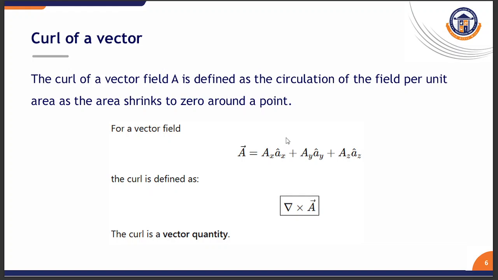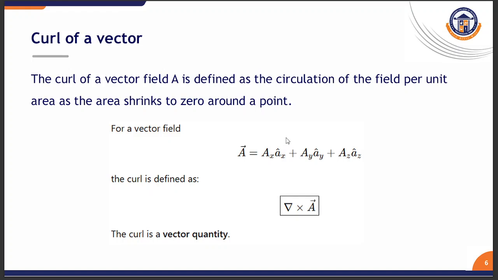Mathematically, curl is written as curl of A equals del cross A. Curl of vector field is itself a vector quantity. Curl indicates the tendency of a vector field to rotate about a point. If the curl at a point is zero, the field is said to be irrotational. If the curl is non-zero, the field exhibits rotational behavior.